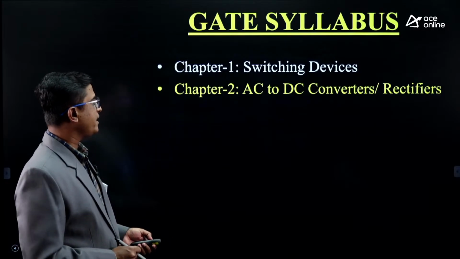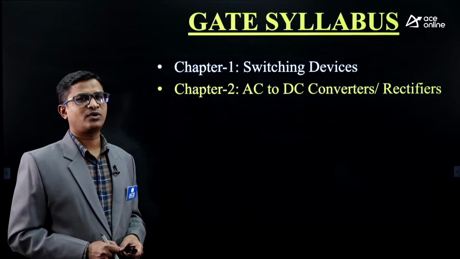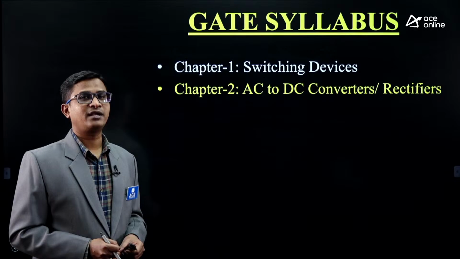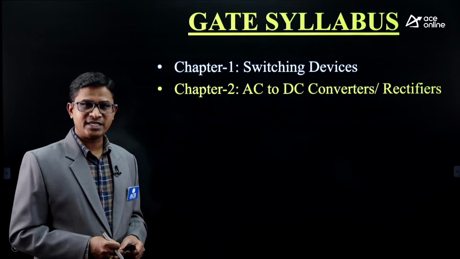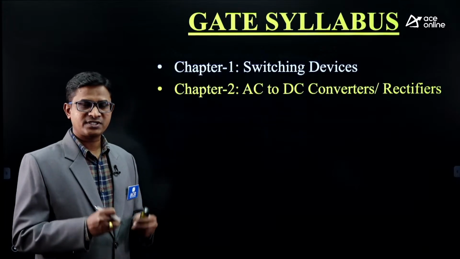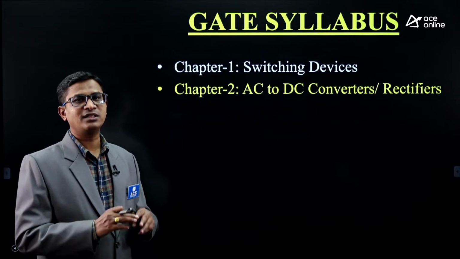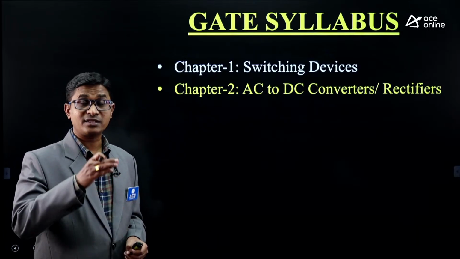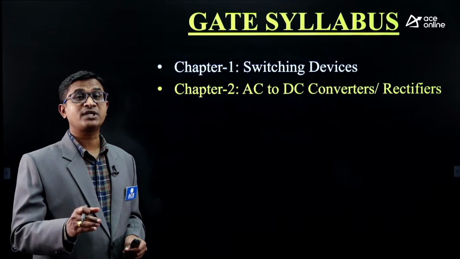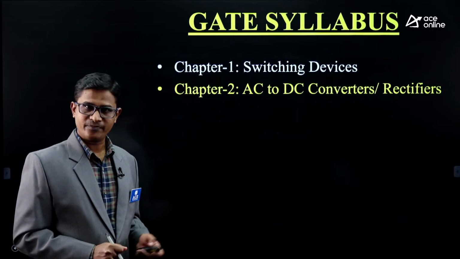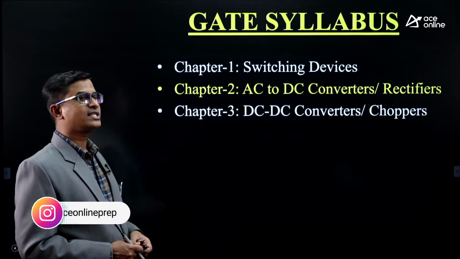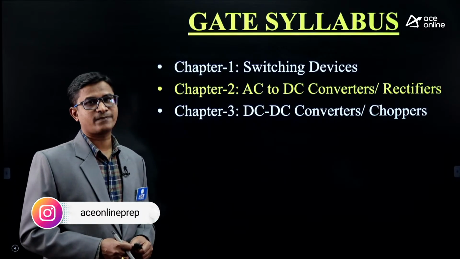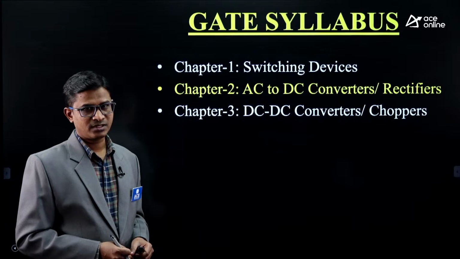Next, the second chapter is AC to DC converters, also known as rectifiers. In this chapter, the circuitries which convert fixed AC to fixed DC and fixed AC to variable DC are all included. Definitely after this we will see what the important topics are and which topics you should focus on. The third chapter is DC to DC converters, also known as choppers. Input is a fixed DC, output is a variable DC.